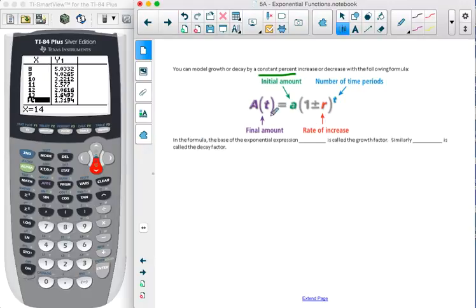And the formula says that the final amount, the amount after some time has passed, equals A, the initial amount, times, in parentheses, either 1 plus the rate you're adding to it, or 1 minus the rate, depending on if you're growing or decreasing, raised to T, the number of time periods. This doesn't always have to be the same. T could represent days or weeks or hours or minutes, depending on what we're working with. In the formula, the base of the exponential expression can either be 1 plus r, and that would be called the growth factor, or it could be 1 minus r, and that would be called the decay factor.